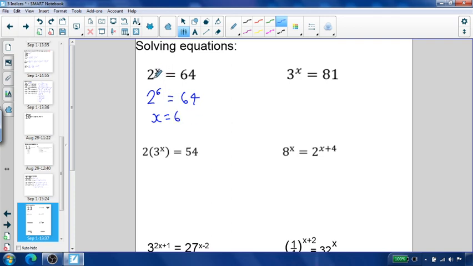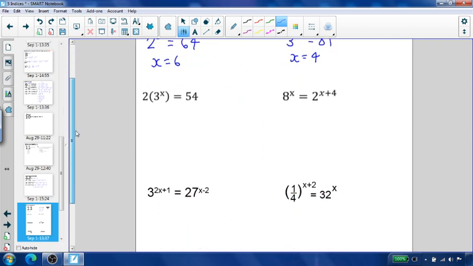Just a note, there's capital X's and the usual curly X's here. I'm just going to keep everything and pretend everything is a curly X. This one, 3 to the power of x is 81. Again, I'm thinking about what that x needs to be. I know that 3 to the power of 4 is 81, so x is equal to 4. These ones you can spot. Now let's move to the next one.